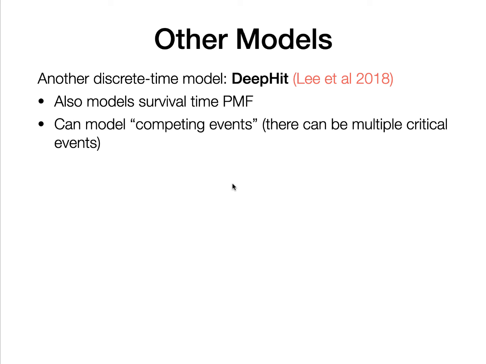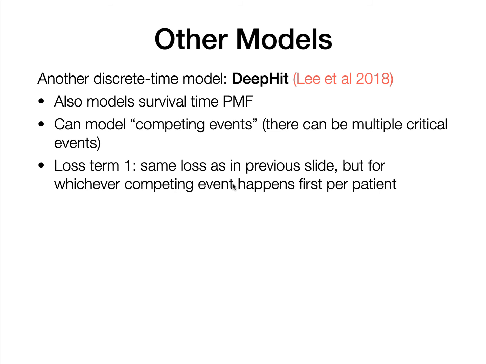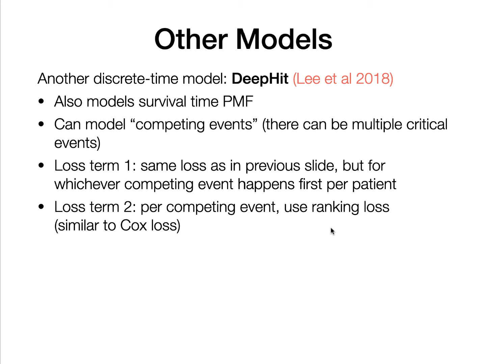Okay, so DeepHit has two loss terms. The first one is like the loss that you saw in the previous slide, where I was doing that likelihood that you maximize. And of course, it's going to be based on a survival time PMF because that's what DeepHit parameterizes. There's also a second loss term that basically is a ranking loss per competing event. Okay, and this ranking loss looks somewhat like the Cox loss.